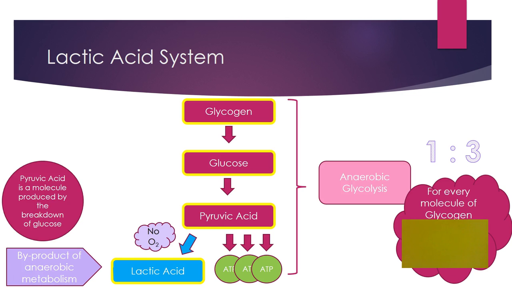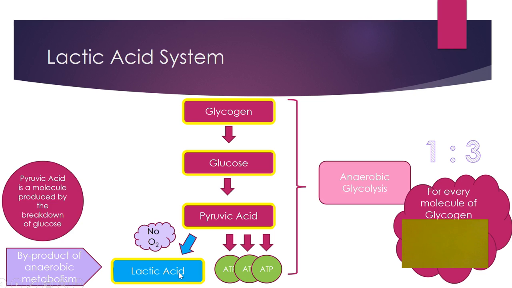So the video did explain this diagram. It's just a bit more simplistic in terms of you being able to understand it. As the video said, the use of glycogen as the energy source in the absence of oxygen is known as anaerobic glycolysis, and it involves the conversion of glycogen to glucose, which is then converted to pyruvic acid, okay? And the byproduct of that is lactic acid.